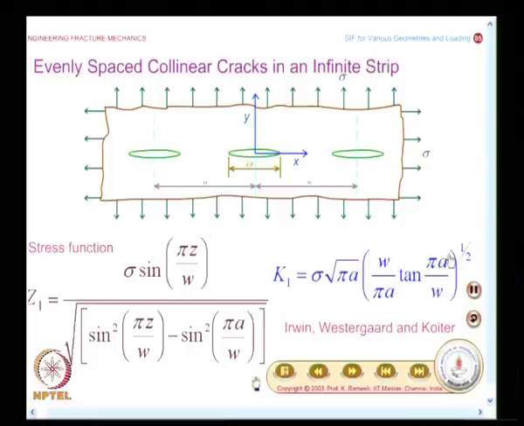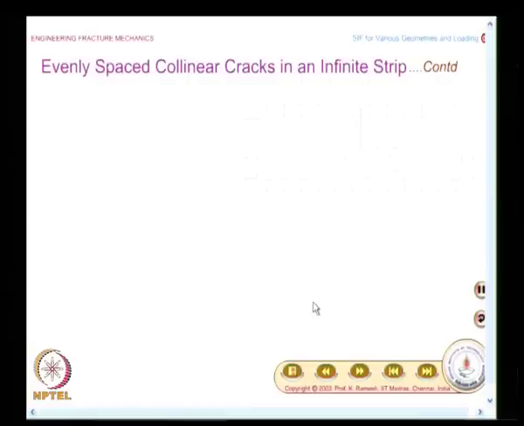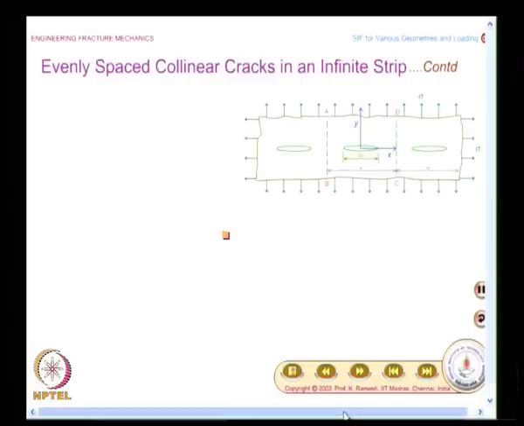From now on you will always see this kind of expression involving the crack length and a geometric parameter of the problem. You have to read it as the a by w ratio. For all our future discussion, we will look at the value of a by w or 2a by w, things of this nature. So, what is so important about this problem?